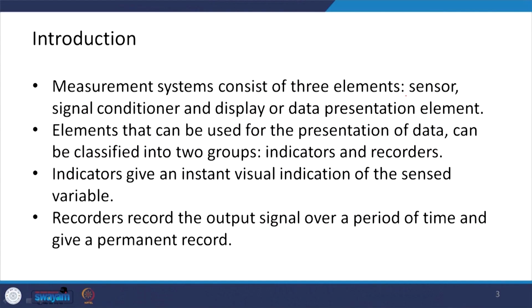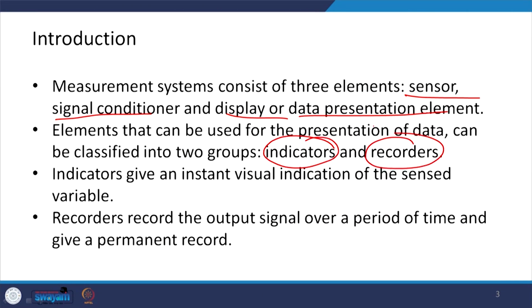A measurement system usually consists of three elements: sensors, signal conditioners and the display, or what we call the data presentation elements. These elements can be classified basically into two types: indicators and recorders. Indicators give you instant visual indication of the sensed variable, whereas the recorder records the output signal over a period of time and gives you a permanent record.